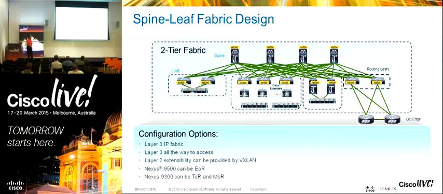And then you can make end of the row on 9500 and top of the row or middle of the row on 9300. So this is typically customers who want to do 2-tier design with a VM mobility or a DCI connectivity across end-to-end. We have seen a lot of customers going that route.